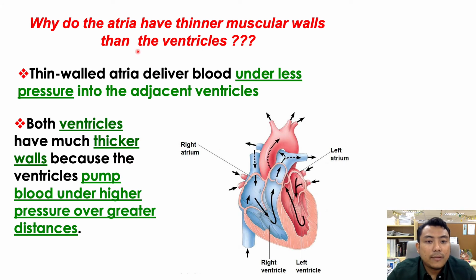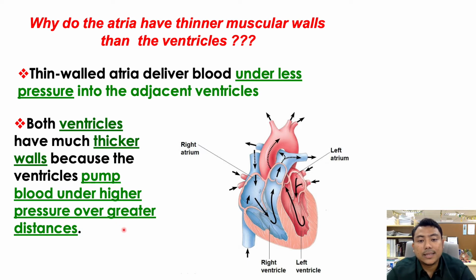Why do the atria have thinner muscular walls than the ventricles? Okay, so simple je lah. So kita tahu thin wall atria need only to deliver blood under less pressure into the adjacent ventricles sahaja. Sebab atria ni dia cuma perlu pump darah daripada chamber dia terus masuk ke ventricle bawah ni saja. So dia tak perlulah dinding yang tebal and very muscular. Okay, but both of the ventricles have much thicker walls because the ventricle ni dia perlu pump blood under very high pressure over greater distances.